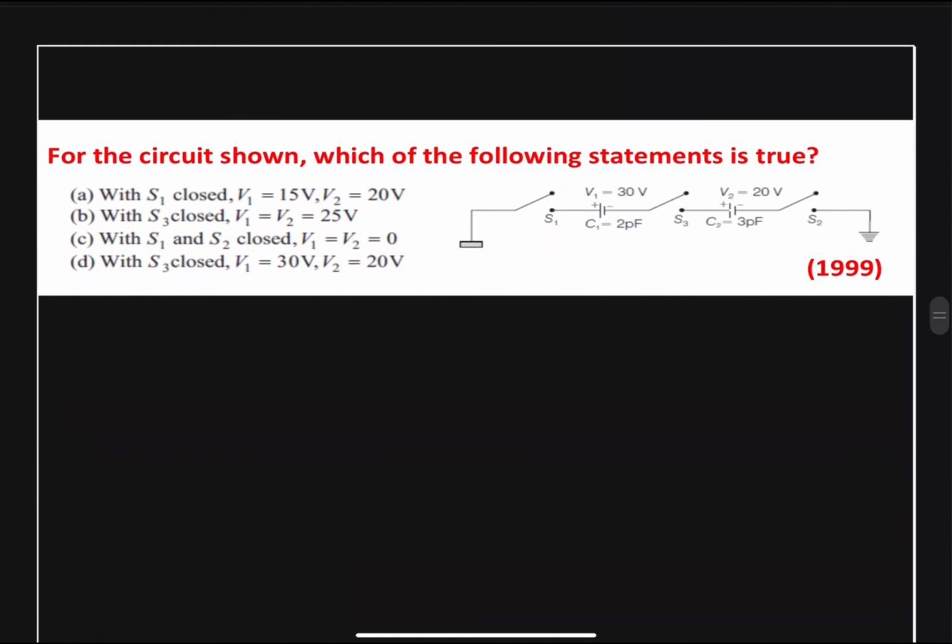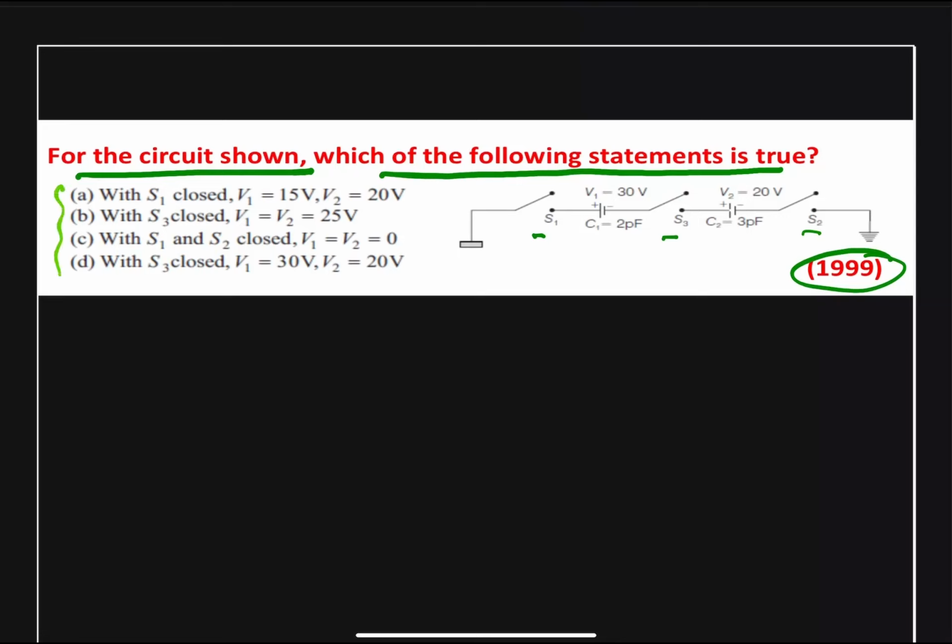It was asked in the year 1999, and it states that for the circuit shown, which of the following statements is true. So we are given three switches, S1, S2 and S3, and based on these various combinations we are given these four options, and we are going to find out which one of the options is the correct one.